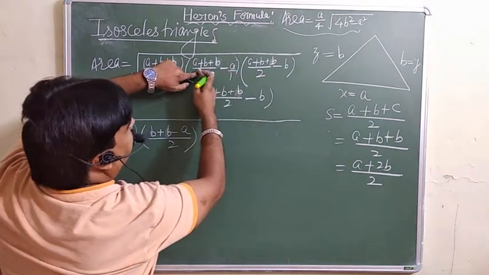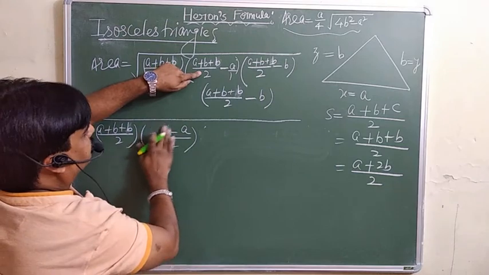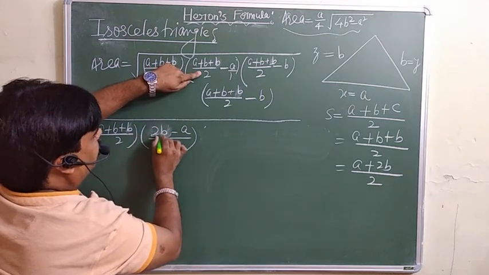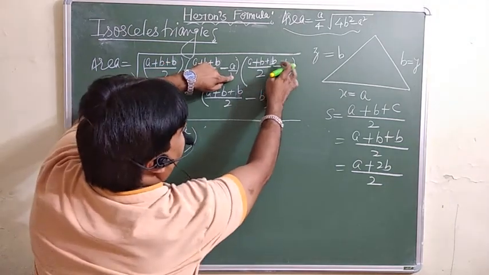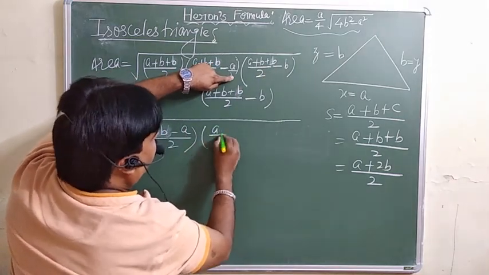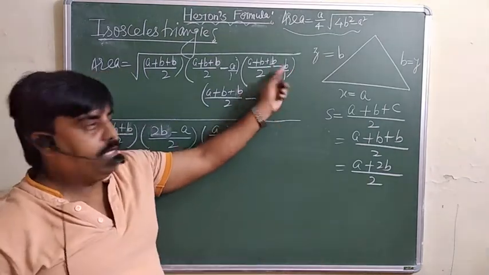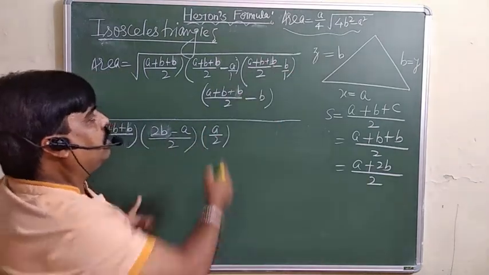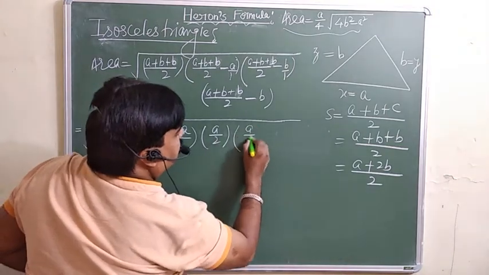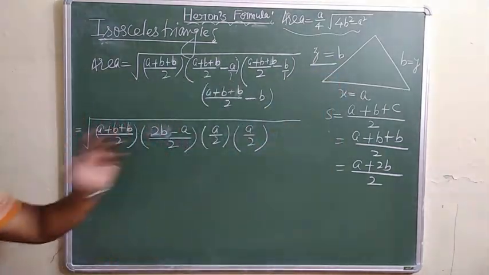Now here you will get A plus 2B minus 2A. So that is 2B minus A. Here you will get A by 2, because you will put 1 here. So you will get minus 2B, and this plus 2B and minus 2B cancel. Here also you will get A by 2, because this C which we are taking is B itself, because two sides are equal.